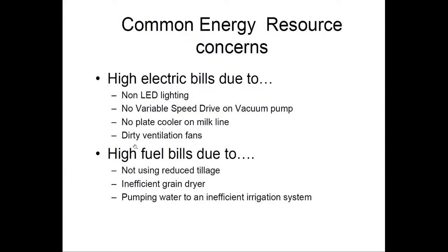If they have dirty ventilation fans, this can be in any sort of facility from a greenhouse to a barn. If they have high fuel bills, if they're not using reduced tillage, if they're drying their grain with an inefficient dryer, if they're pumping water to an inefficient irrigation system, could also be heating bills due to improper insulation, any of those things.